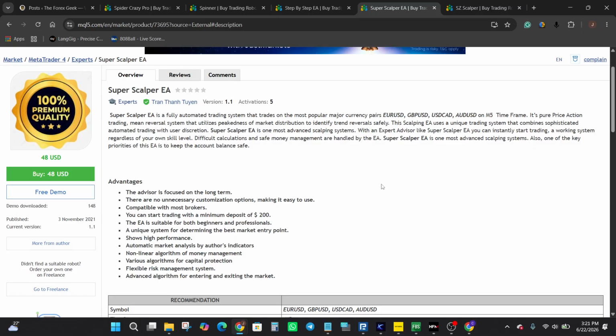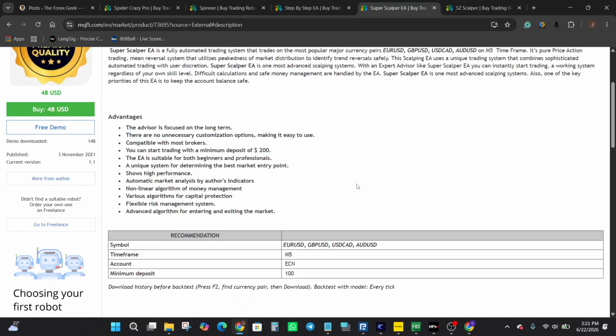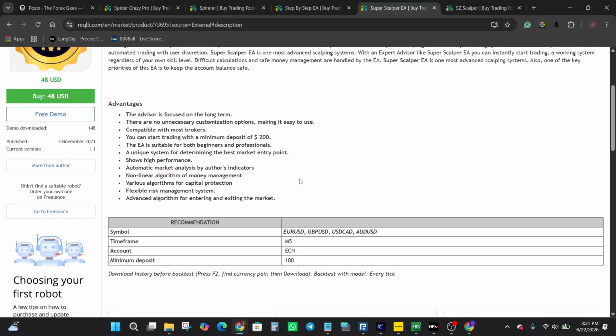As we continue scrolling through the product page, we can see that the EA is positioned as a tool suitable for both beginners and experienced traders. The developer notes that there are no unnecessary customization options, which may appeal to users looking for a simpler setup process without extensive parameter adjustments. Moving into the features section, several important points are highlighted. The EA performs automatic market analysis using the developer's own indicators and includes what is described as a non-linear money management algorithm.